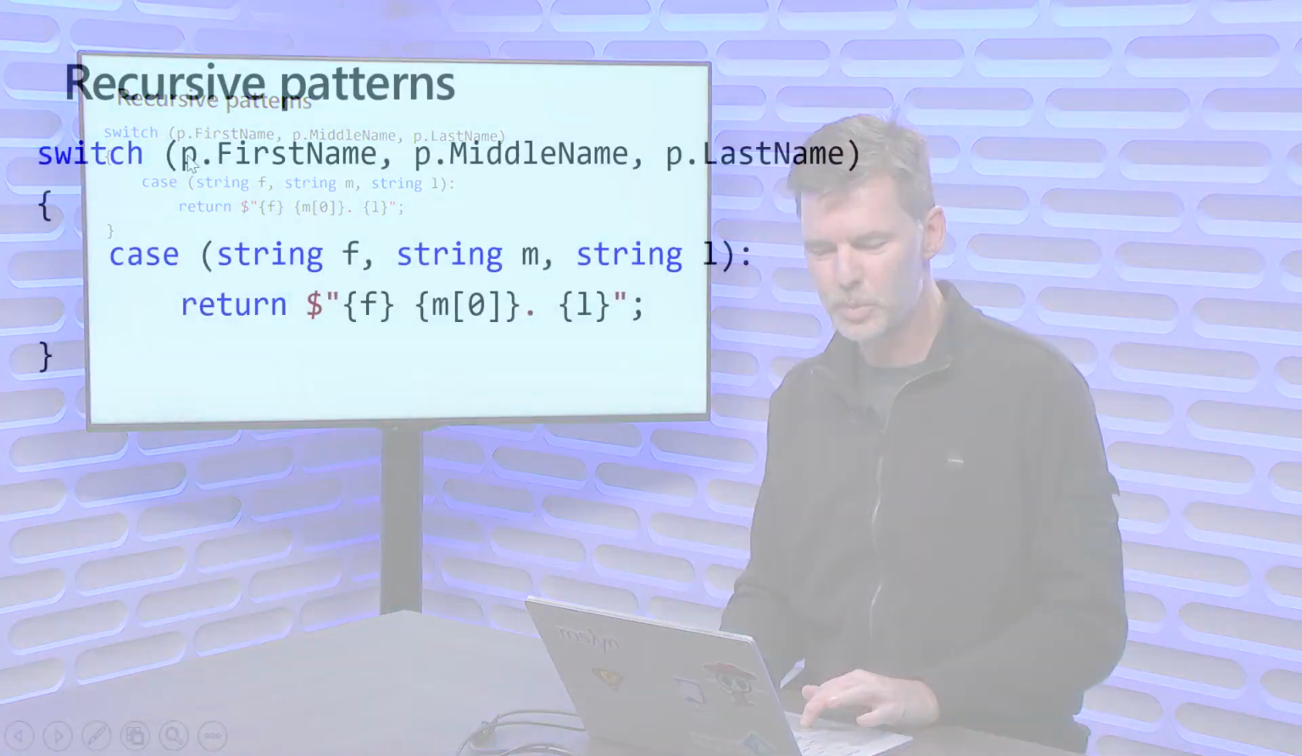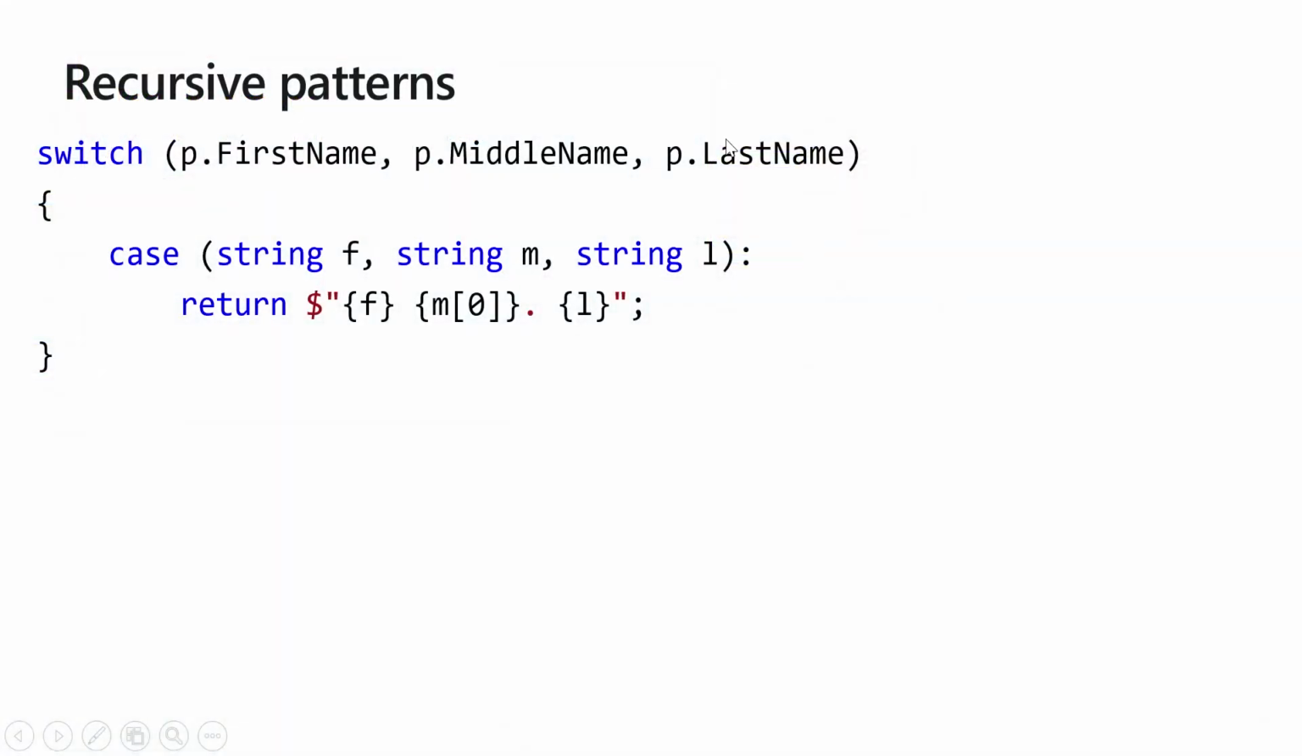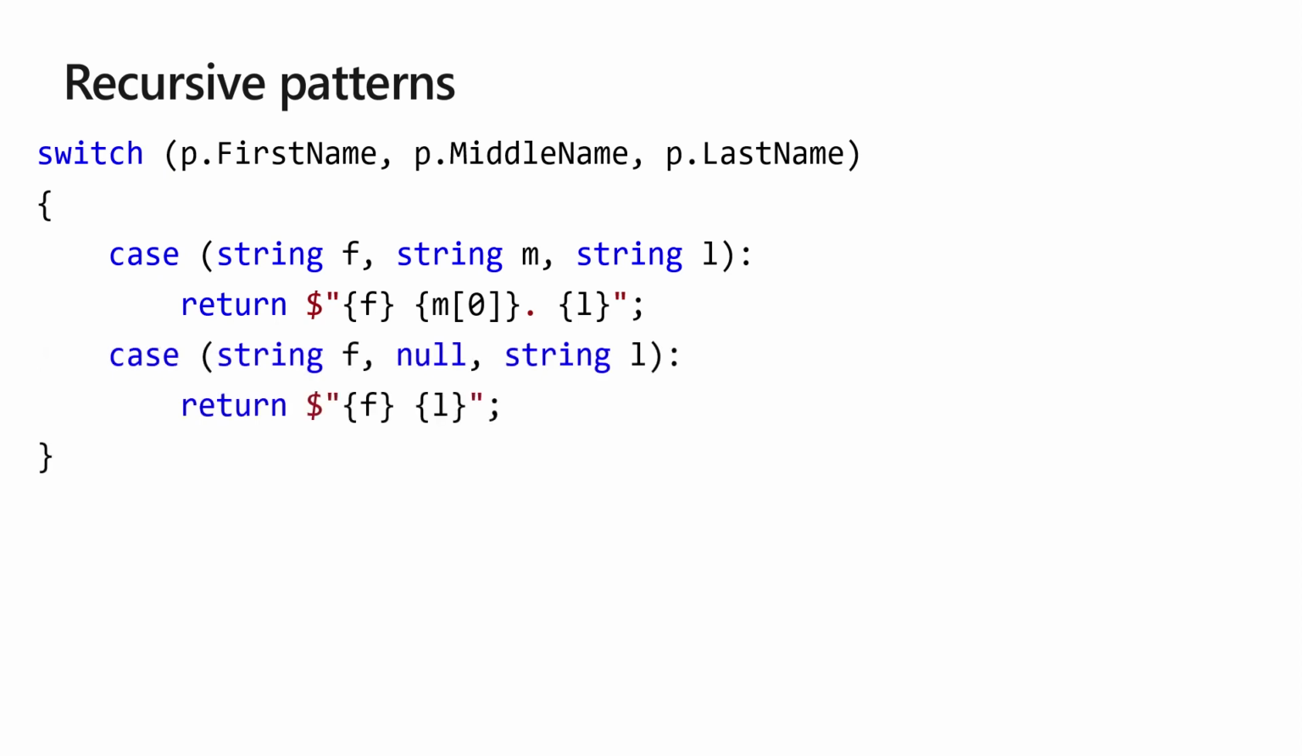So I'm switching over a tuple of the 3 strings here. And then in my cases, I can put a pattern that also looks like a tuple. We call this a tuple pattern. But inside of it, it has other patterns, which are then used to match against the elements of the tuple. So here I'm matching where there are non-null strings. And here's the case for matching when the middle one is null.